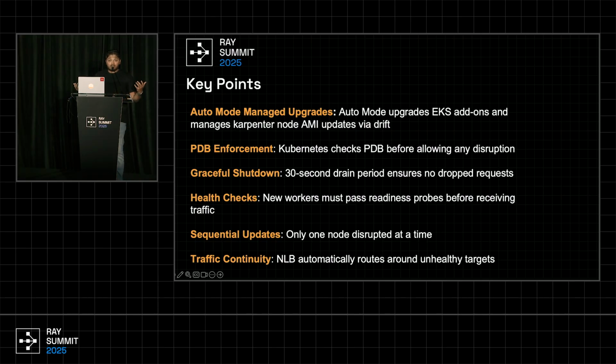We are using pod disruption budgets to make sure that a Kubernetes native mechanism exists to ensure there is no disruption on these pods. We're executing graceful shutdown through the use of health checks, and we're doing sequential updates using these node disruption budgets. And with the use of the NLB, with the AWS load balancer controller running behind the scenes, we're making sure that the traffic is seamlessly transitioned from the old nodes to the new nodes.